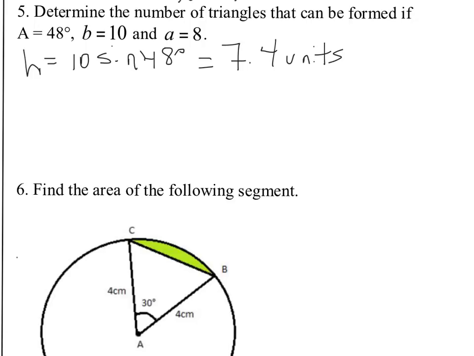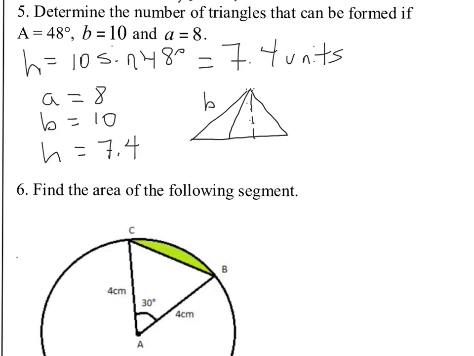Now we're going to use that value to compare our values for A and B to see what kind and how many triangles we're going to have. Since side A is 8, which is larger than the height but smaller than side B, we actually have two triangles formed in this case, because we have this oblique triangle and we also have this acute triangle. So when this happens, we get two triangles formed.